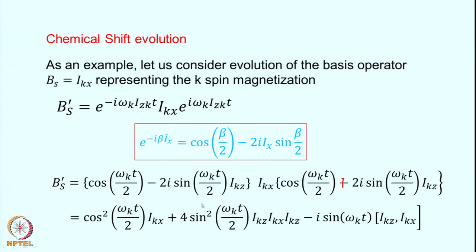And sine square(ωk t/2), but these operators I cannot move around, I have to keep them here, IKZ, IKX and IKZ. These ones will stay here. These do not commute and therefore I cannot move them around. And then I will have 2 cross terms, one due to this and the other one due to this. This gives me minus i sine(ωk t), a commutator of IKZ comma IKX. The 2 terms clubbed together can be represented in this manner. So I have a commutator here, IKZ IKX.